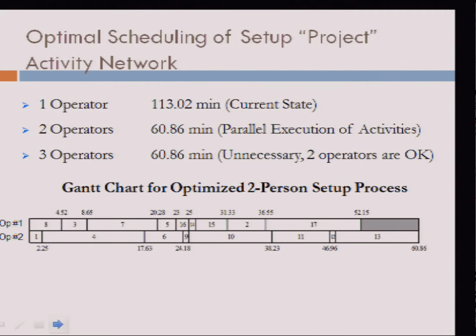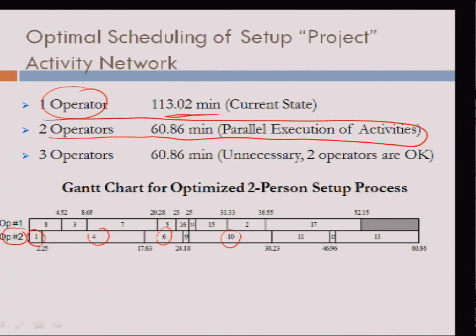So at the end of the scheduling, you can see that with one operator, it took about 114 minutes for the setup to execute. When the second operator did certain elements of the setup without violating precedences, it was found that with two people doing the work, the overall setup time could be reduced by almost, I would say, half the time. But what's the challenge here?